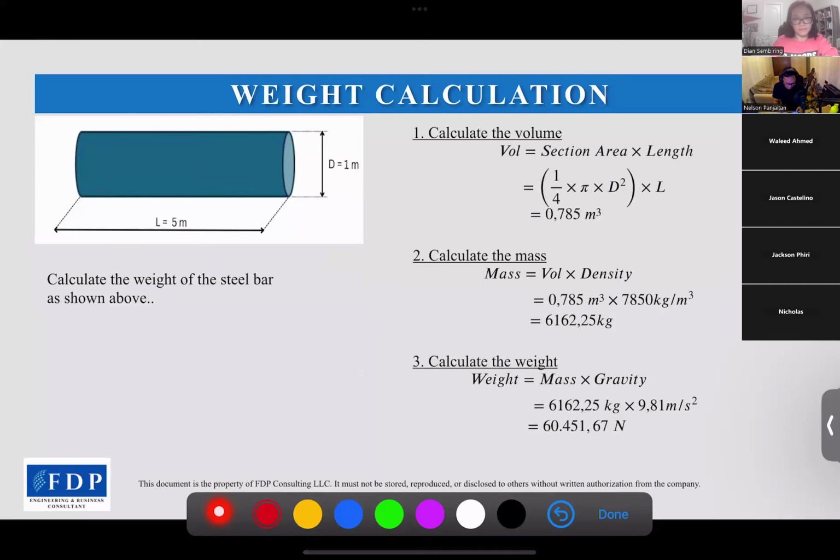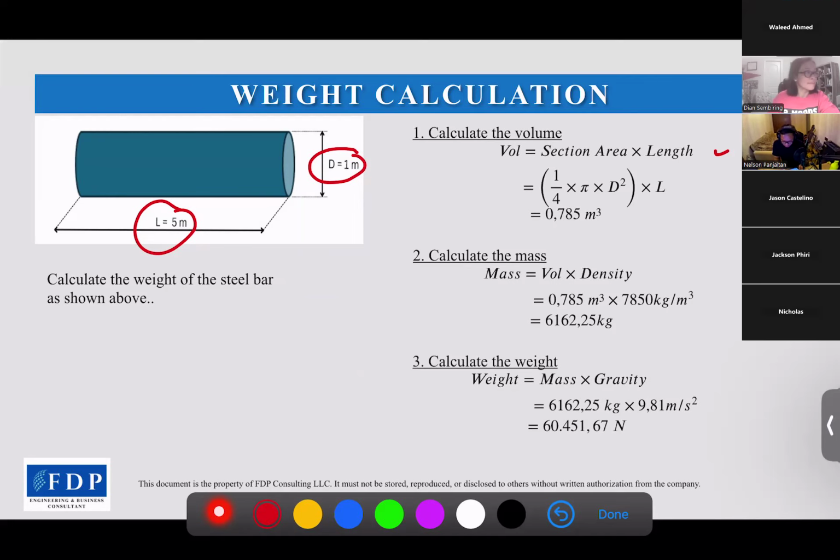Sample number two, if we have a steel bar as shown, so the diameter is 1 meter and the length is 5 meters. First, same process as before. First, we need to calculate the volume, section area times length. Because the section is a circle, then we need to use the circle formula. And then we get the volume is 0.785 meters cube. Calculate the mass, volume times density.